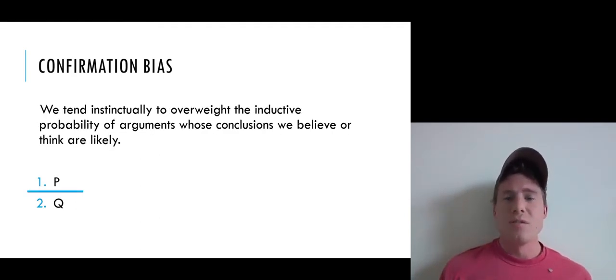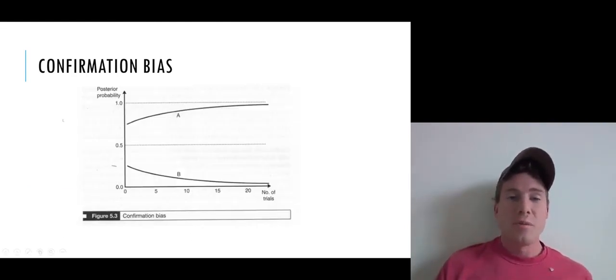We can think of this in terms of arguments, as we've been thinking about in this class, in the following way. We can say confirmation bias consists in our tendency to instinctually overweight the inductive probability of arguments whose conclusions we believe or think are likely. So if we have an argument from P to Q, we're going to overweight the strength of that argument, or assign a higher inductive probability than it merits, if we think that Q is a proposition that's really probable or something that we believe.